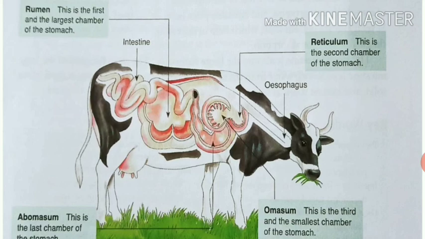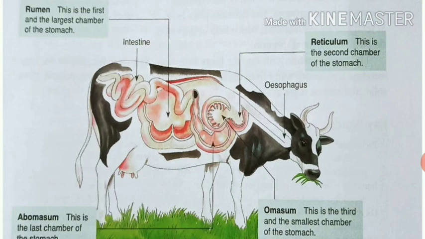Now, the omasum is the third and the smallest chamber of the stomach. Its main function is to absorb excess water and reduce the particle size further. So, in the omasum, the excess water is absorbed and the size of the particles of the food is reduced here.